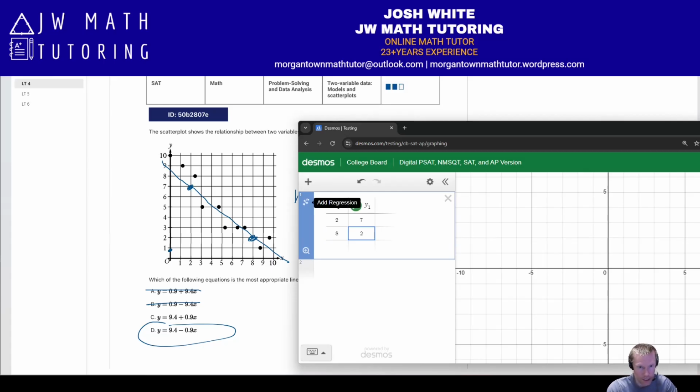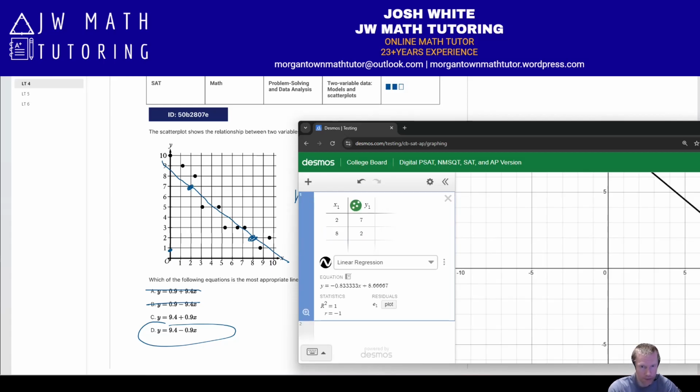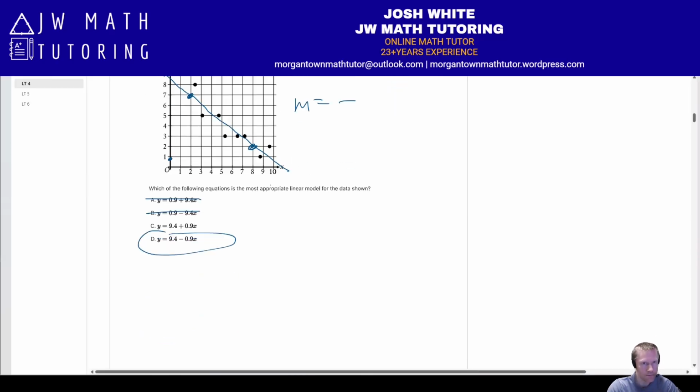Now I can just click the Add Regression button here. It'll give me a linear regression automatically. And so now you're just looking at the answer choices for which have the closest values to this. Like negative 0.83 for the slope, negative 0.9 is closest out of all these possible answers. Same thing, 8.667 y-intercept, positive 9.4 is going to be closest to that. So this just confirms the correct answer is letter D.